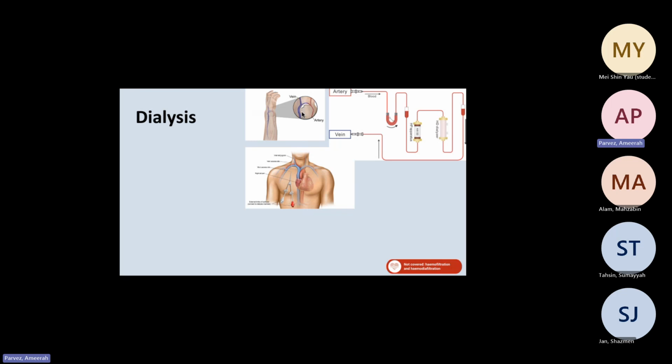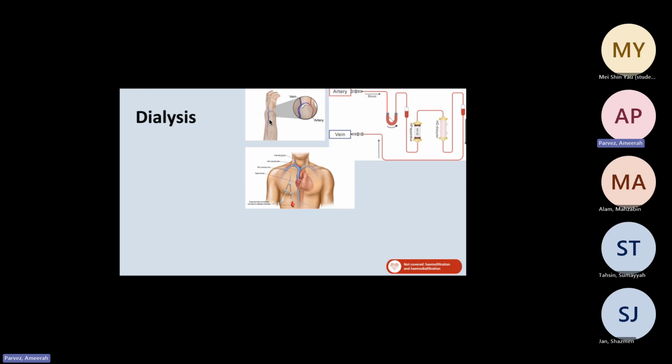So firstly, I'll talk about AV fistulas. So these involve creating or connecting a vein and artery together. And so this means that the fistula has very, very high blood flow and quite good longevity. It takes roughly 6 to 8 weeks to develop.